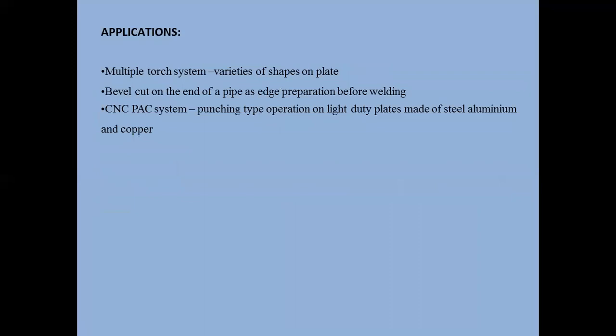Coming to the applications: multiple torch systems, where a variety of shapes on plate can be easily cut; bevel cut on the end of the pipe as edge preparation before welding; CNC plasma arc cutting systems; punching type operation on light duty plates made of steel, aluminum, and copper. So these are major industrial applications where plasma arc machining is applied.